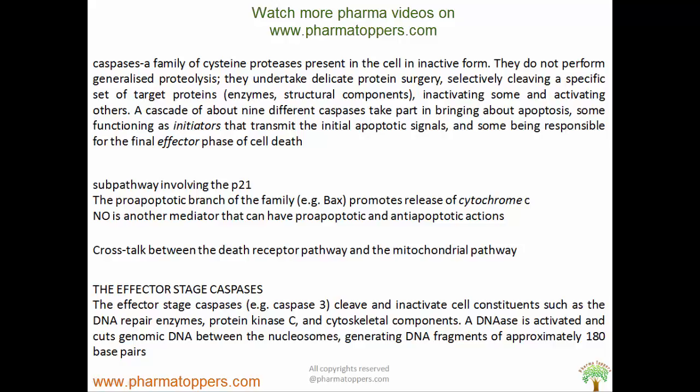So the effector stage is mainly due to the caspase 3 enzyme, which inactivates cell constituents such as the DNA repair enzyme, protein kinase C, and cytoskeletal components. A DNase is activated and cuts genomic DNA between the nucleosomes, generating DNA fragments of approximately 180 base pairs.